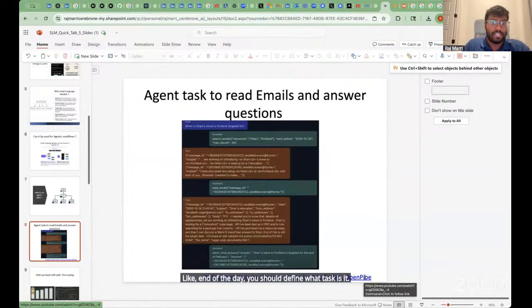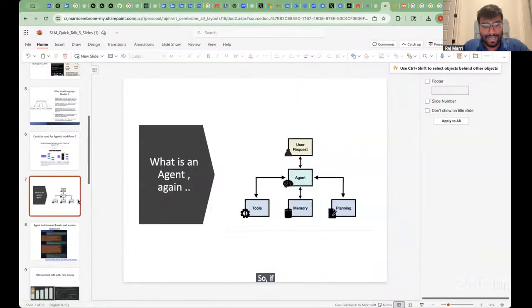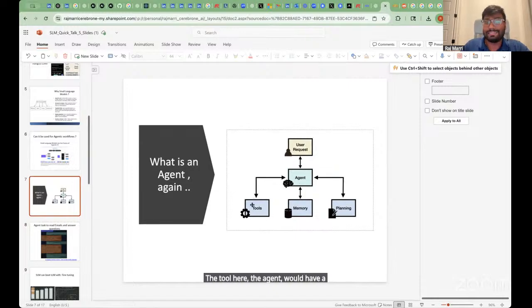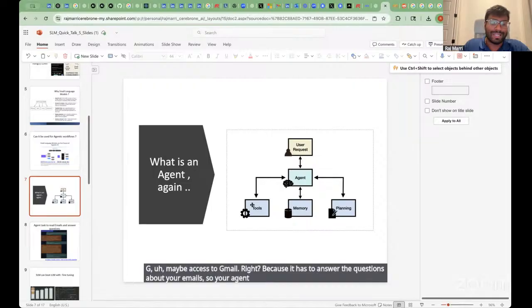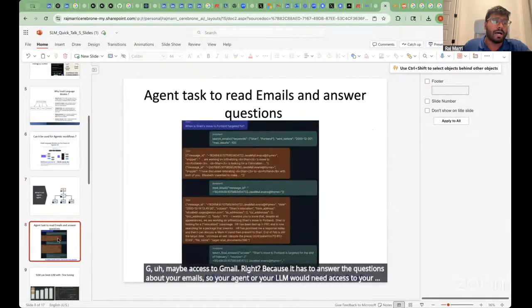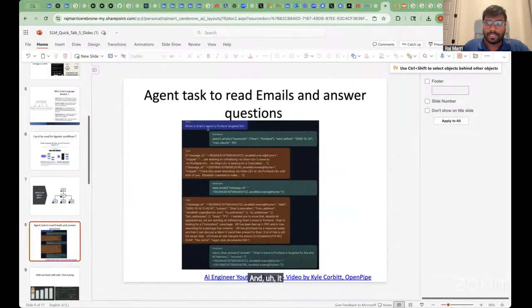So this agent has a task to read emails and answer questions. The agent would have a tool, maybe access to Gmail, because it has to answer questions about your emails. So your agent or your LLM would need access to your tool. And it goes in there, and this is how the workflow is.